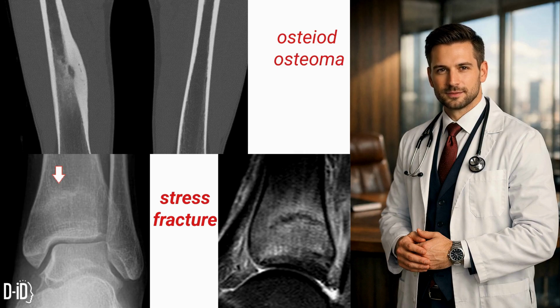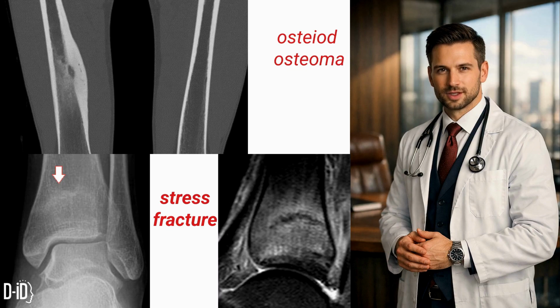Diagnostic differentiation. While both can cause massive cortical thickening, a CT scan is typically the best imaging modality to identify the lytic nidus of an osteoid osteoma, which differentiates it from a stress fracture. Case overlap. A stress fracture can sometimes act as a trigger for the formation of a post-traumatic osteoid osteoma, making diagnosis challenging if the pain persists after immobilization.